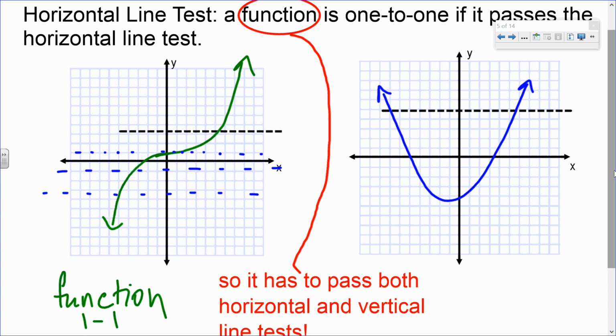What about the one on the right? Does that horizontal line go through more than once? So where it is right now means it fails. Doesn't matter that it's okay here where it only touches once or here where it touches 0, because there are places where it would cross twice. This one is a function, but not one-to-one.